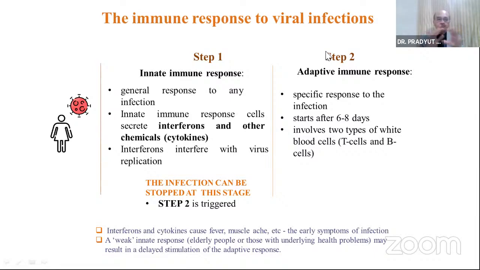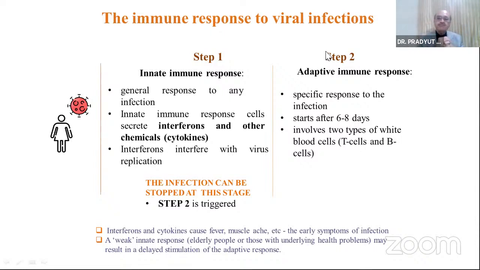And most of the time, infections can be stopped at this stage itself if your innate immunity is strong. But sometimes, when our innate immune response is weak, for example in children, in the elderly, or in people with some underlying immune or health problems, this may result in a delayed stimulation when the adaptive response comes into force. That is the stage when the innate immunity is unable to handle the infection, and step 2 is triggered.